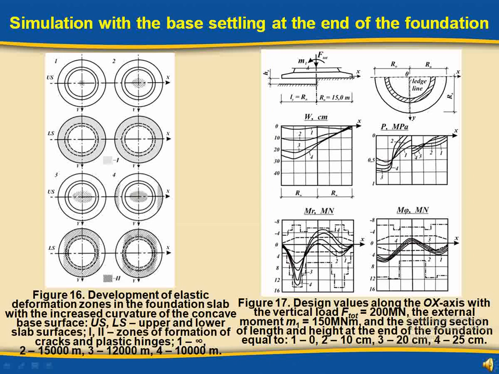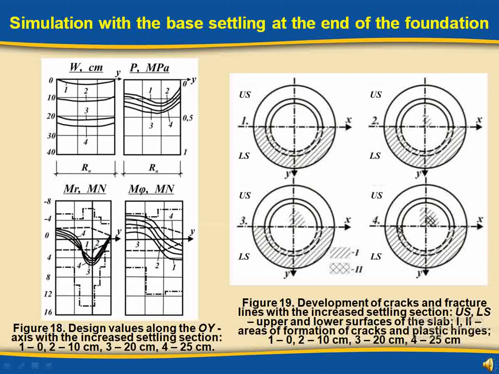The simulation is carried out with the length of the settling section, ledge, y equals Rn and the height equal to 0.100 m, 0.200 m, and 0.25 m. The characteristics of the settling section are determined accordingly. The simulation results are shown in Figure 17, Figure 18, Figure 19.